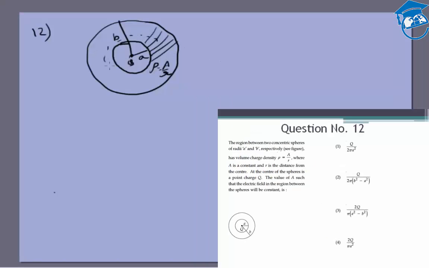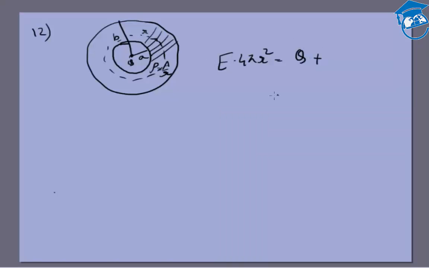Since everything is spherically symmetric, we can make a Gaussian surface at, say, a distance r. What we'll get is E into 4 pi r squared is equal to the total charge enclosed. So that will be Q, and then plus the integral of A by r times 4 pi r squared dr. And this goes from A to r.